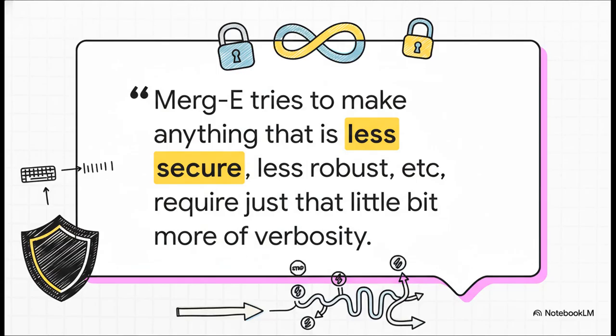The core idea is actually pretty simple. The safest, most secure code shouldn't be the hardest to write. It should be the easiest. It should take the least amount of effort. And that one single principle shapes everything about how Merg E handles sensitive data. It's a fascinating way to think about security.